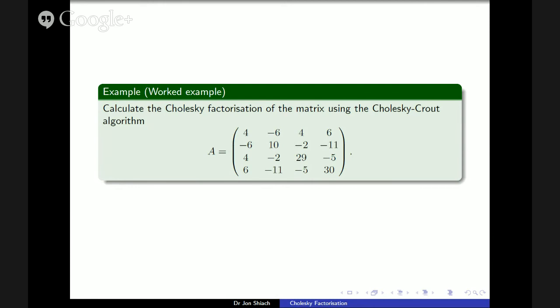Okay, so like all these Crout algorithms, it's fairly sort of mechanical. Okay, so put it all together. If you've got room at the bottom. So the first column was 2, minus 3, 2, 3. Second column is 0, 1, 4, minus 2. Third column is 0, 0, 3, minus 1. And the fourth column, 0, 0, 0, 4.